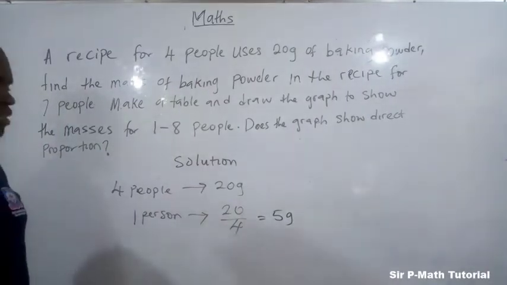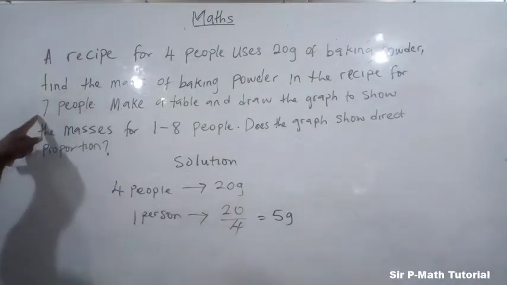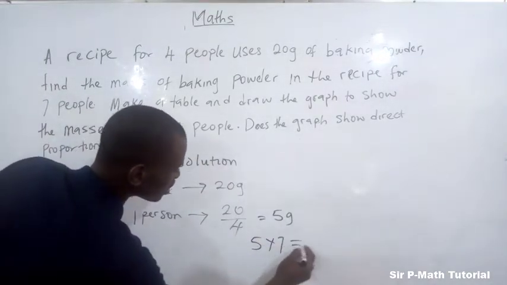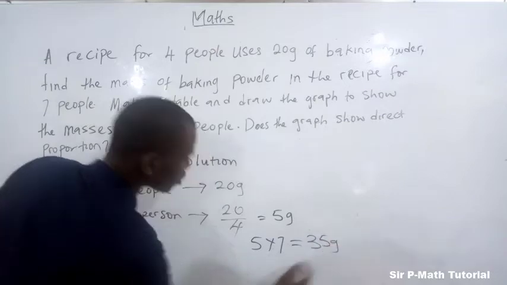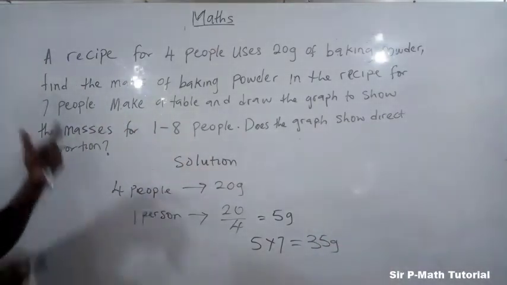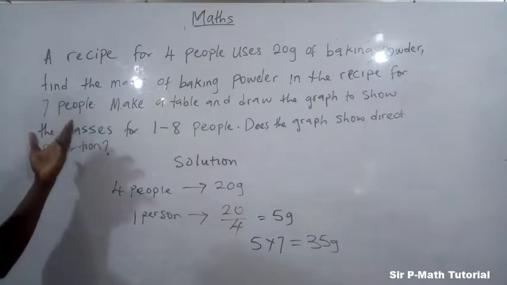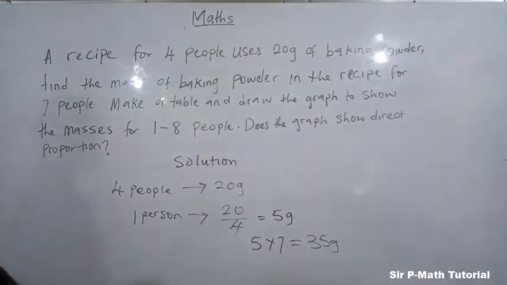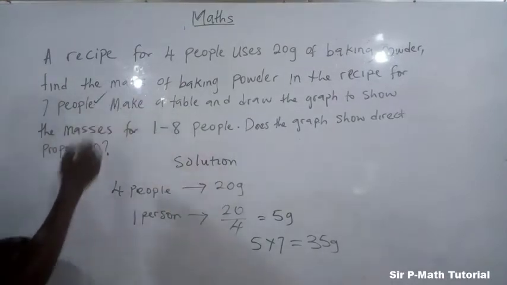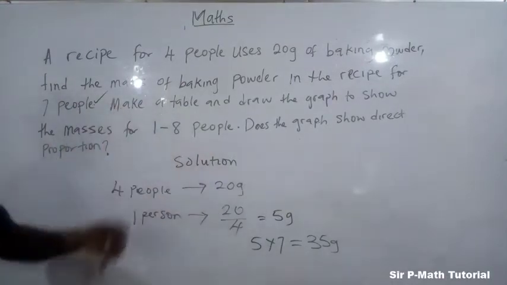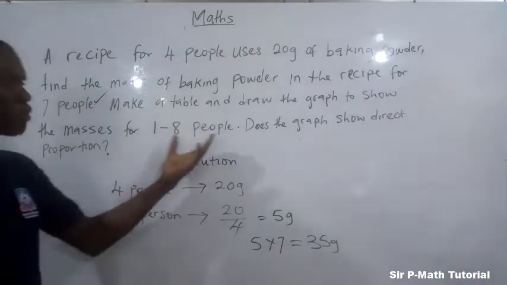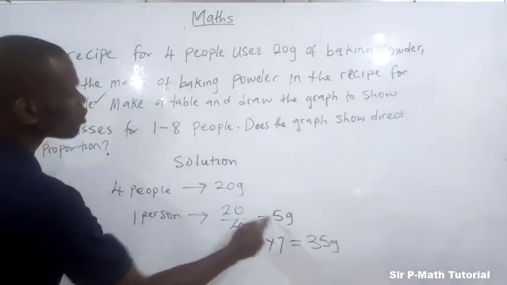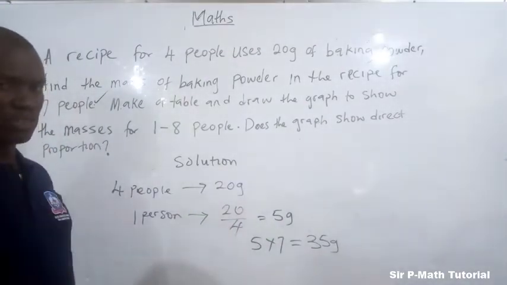Now if I want to get a recipe for 7 people, which I am asked to get, I'll multiply 5 by 7. This gives me 35 grams. So to prepare a recipe for 7 people, I need 35 grams of baking powder. We have provided the solution to the first demand. Now the second, we are asked to prepare a table for 8 people. Having gotten the recipe for 1 person, we can get as many people as possible.